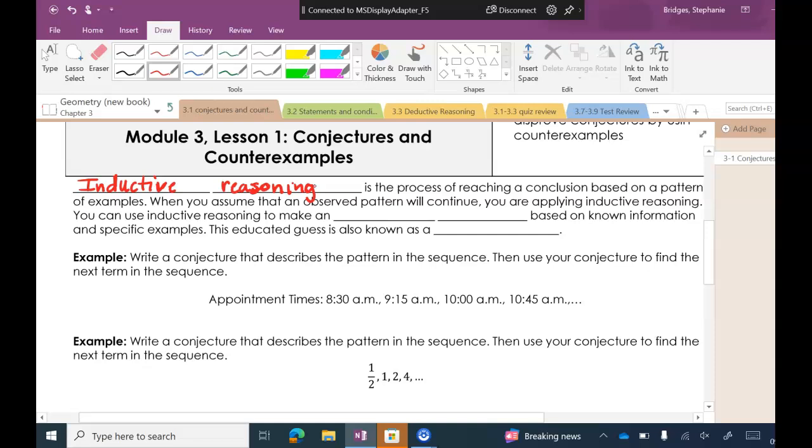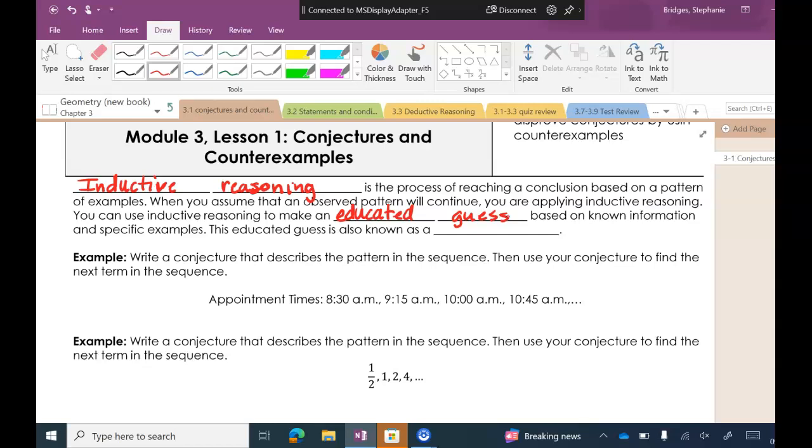When you assume that an observed pattern will continue, you are applying inductive reasoning. You can use this inductive reasoning to make an educated guess. You've heard about that in science, right? Educated guesses. Yes, I'm looking. Yeah. All right, and you're making that educated guess based on known information and specific examples.